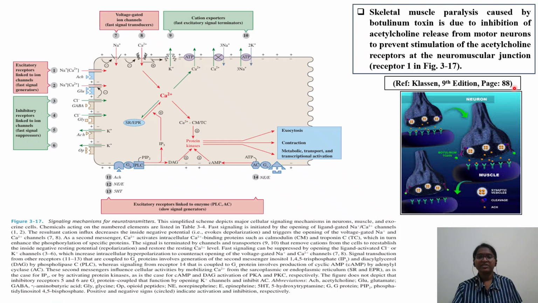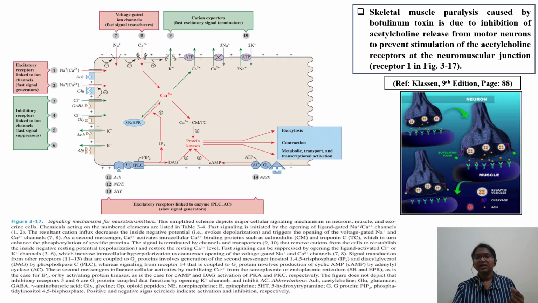So first you read page number 88. Regarding botulism toxin, it is given that skeletal muscle paralysis caused by botulism toxin is due to inhibition of acetylcholine release from the motor neurons, to prevent stimulation of the acetylcholine receptor at the NMJ junction. So you can see receptor 1 in figure 3.17. This is the figure given on page number 88, asking us to go through receptor 1. This is the first option I was talking about, the sodium channel blockade. Here the acetylcholine receptor is there.